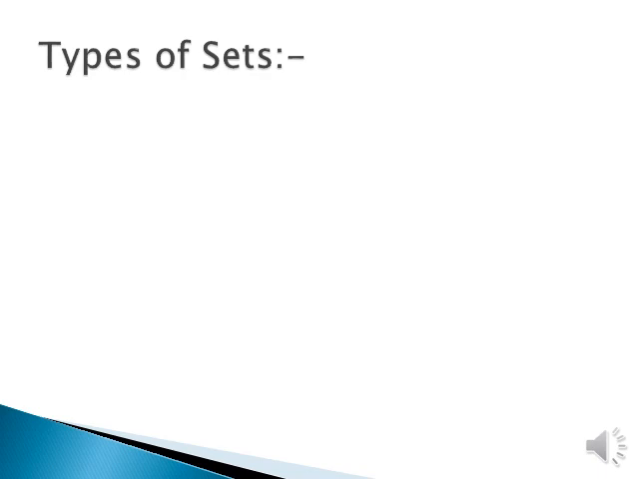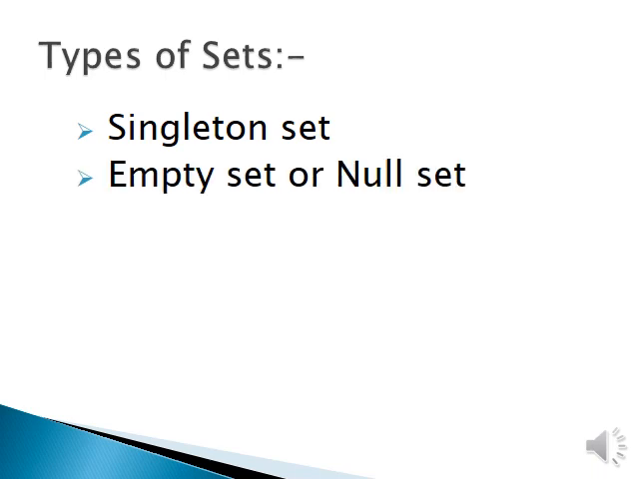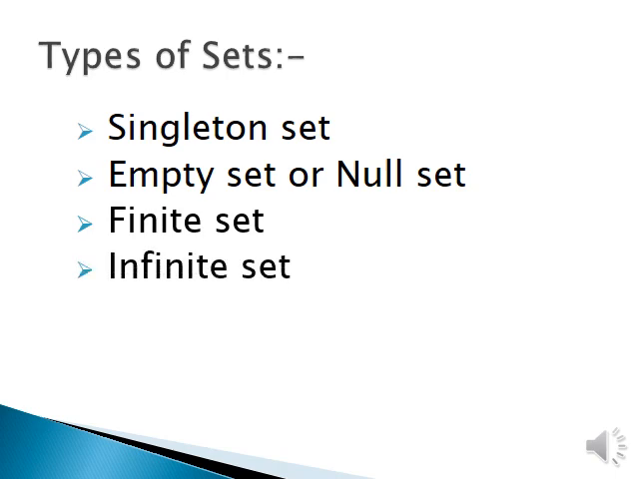Basically these types are dependent on the elements present in the set. According to this, they are of 4 types. First, singleton set, empty set or null set, finite set and infinite set. We'll see first singleton set.